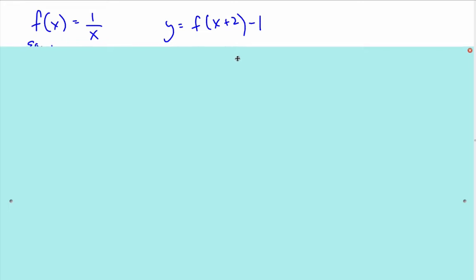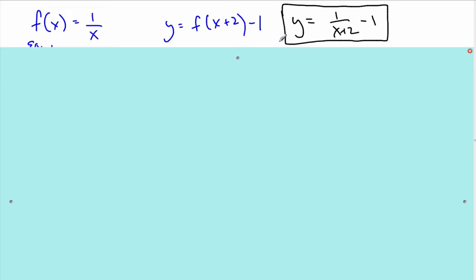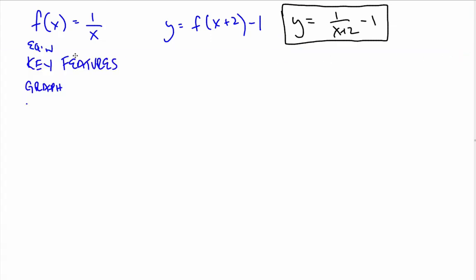Okay, and so when I have that particular function, if I want to write the equation of that function, I know it's going to be y is equal to, well, f of x is this value. If I plug my x plus 2 in, I get 1 over x plus 2. Then I subtract 1. All right, and so here is the equation that I wish to sketch today and find out information about. Okay, and so I'm going to look for the key features in the graph. And I should also think about the transformations that happened, which will help me with the graph.